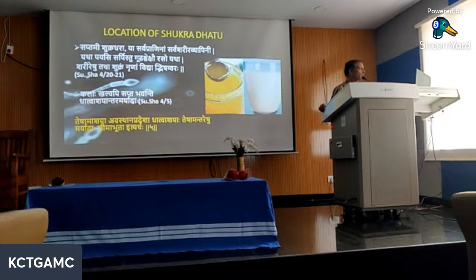Whereas Sarvadehika Shukra is not this. Saptami Shukra Dharak Yaha Sarva Praninam Sarva Sharira Vyapini, Yatha Paisi Sarvatistu Gudas Cheksho Raso Yatha, Sharireshu Tatha Shukram Nuna Vidya Vishakvara. The expert physician says that just like sweetness in the jaggery or in the sugar cane, or just like the ghee in the milk, there is Shukra in the entire body. Harshat Tarshat Sparshana Sankalpa Pravano Nitya.